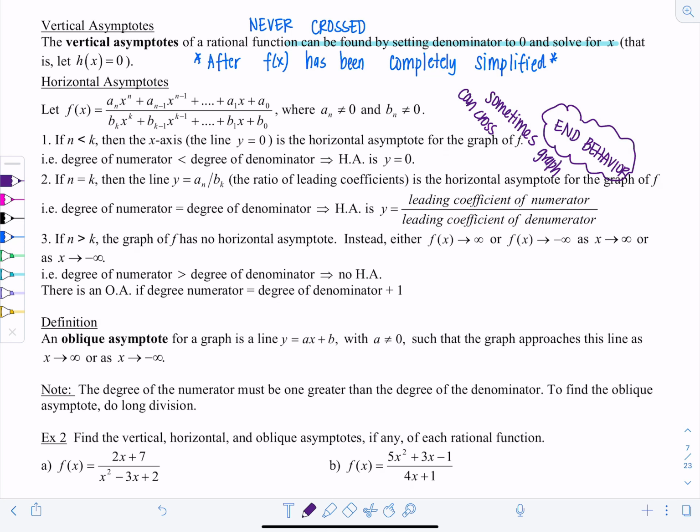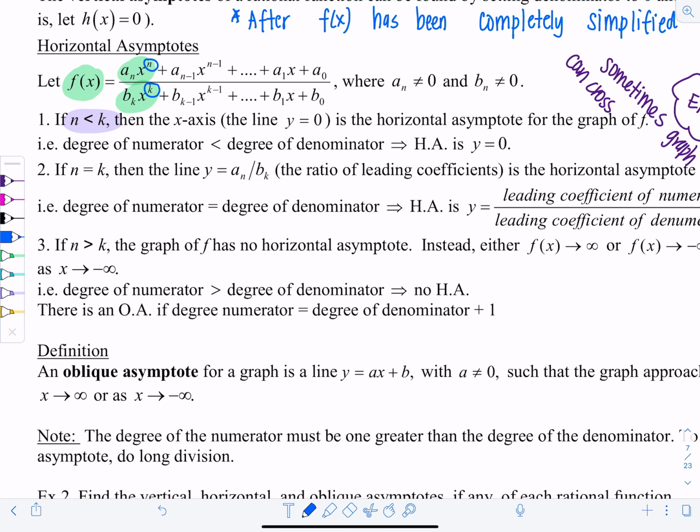Okay, so here we're going to dissect this definition. Don't let it get confusing, okay? You can handle it. Here's our function, okay? We have a polynomial in the numerator and a polynomial in the denominator. And they're telling us the leading terms are not 0. Okay, fantastic. First thing, if n is less than k. So n would be the degree of the numerator. k is the degree of the denominator. So the first thing is if n is less than k, meaning the denominator has a higher degree than the numerator, then automatically the x-axis, or the line y equals 0, is the horizontal asymptote.